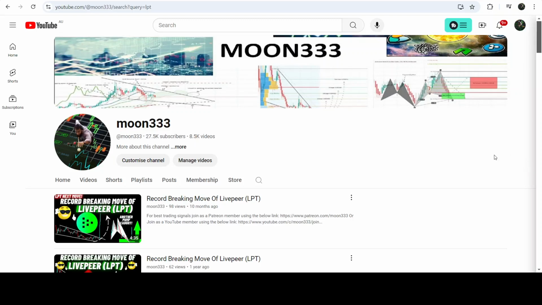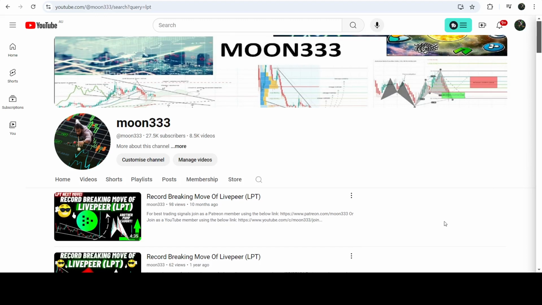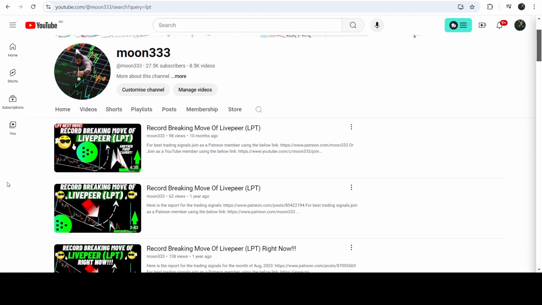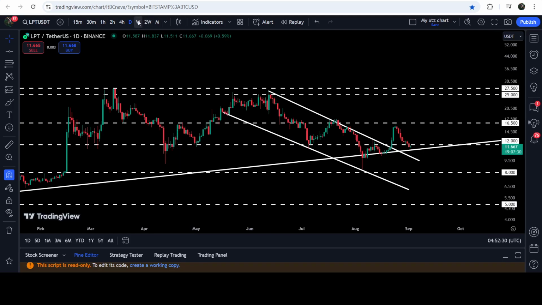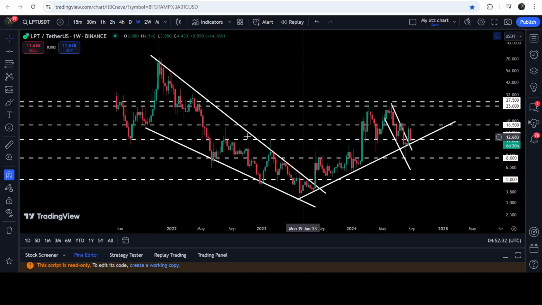As in my earlier videos, I've been showing you that LPT has broken out of a very huge falling wedge pattern on the 7 days time frame chart. And this was one of those videos. Now if you take a look at the live chart, first of all, I'm going to show you the weekly time frame chart. This was the breakout that I was showing you in my previous videos.